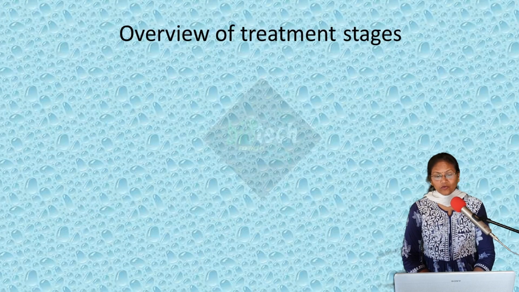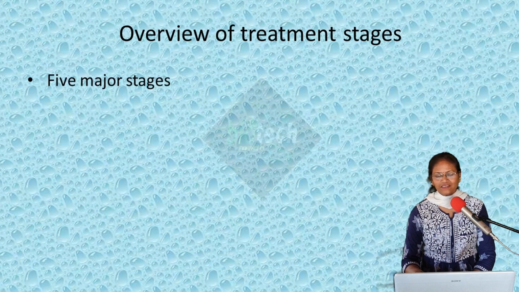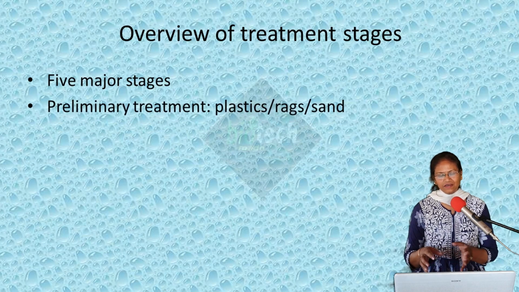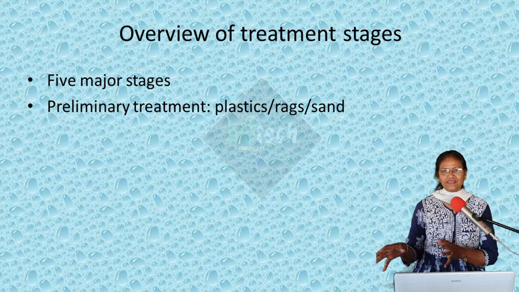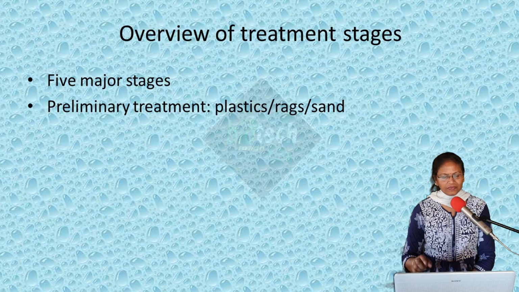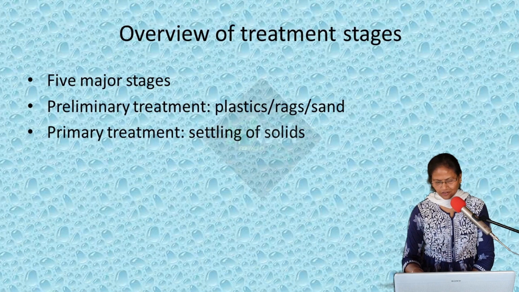Now let's see an overview of the treatment stages. There are 5 major stages of the treatment. The first is the preliminary treatment, which is just the first stage, where only the plastics, rags, and sand are removed. Then comes the primary treatment. Here the solids which are present in the wastewater settle down.